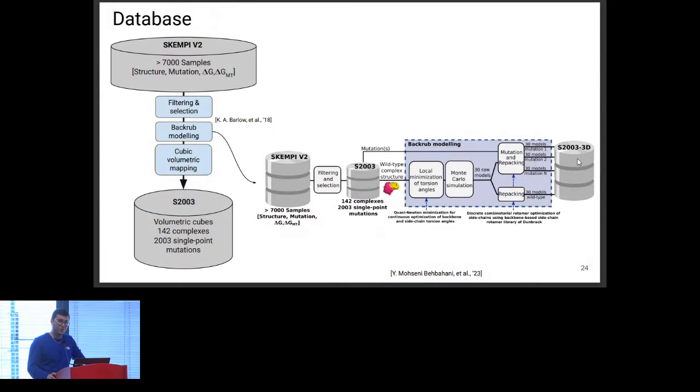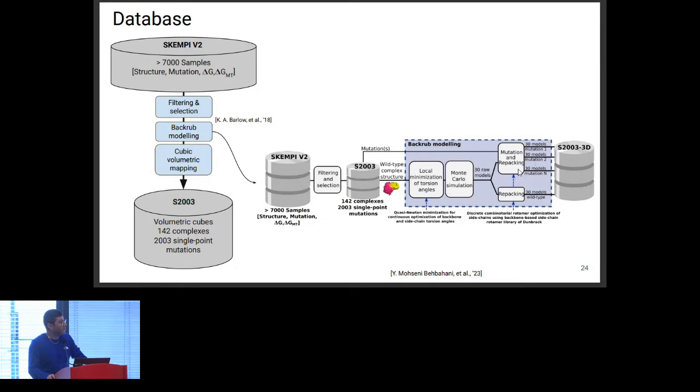The database that we used for training and evaluation is SKEMPI. It has over 7,000 samples. We chose 2003 single point mutations associated with 142 complexes. And for them, we estimated the structure of the mutant complex using Rosetta backrub modeling. Then for our initial evaluation, we performed tenfold cross-validation, and we reached a Pearson correlation of 81%.